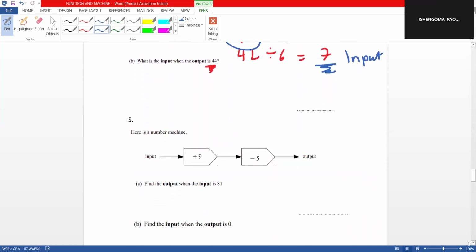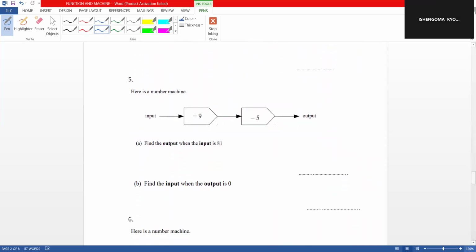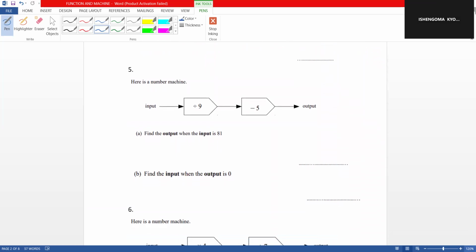So let's go to another example. This is all practice of using input on a machine or output on a machine. A, find output when given input as 81. So if my input is 81, first act is divide by 9, and that gives me 9. Then after getting 9, I go to the next act, which is minus 5, and I get 4. Hence, my output will be 4.